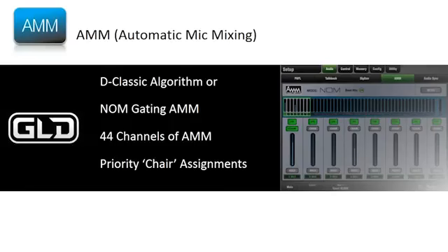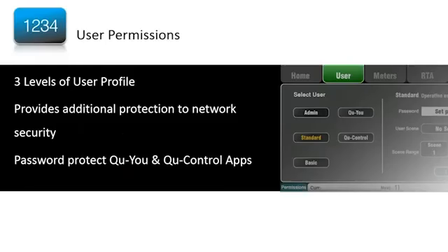On our various products, on Q we implement the gain sharing algorithm. We have 16 channels of AMM with priority gain assignments via the faders. On GLD we implement both NOM and D-Classic. We have up to 44 channels of AMM. Priority chair assignments are enabled via the chair radio buttons at the top of the channel strip. Each of the 44 channels will have the same priority.